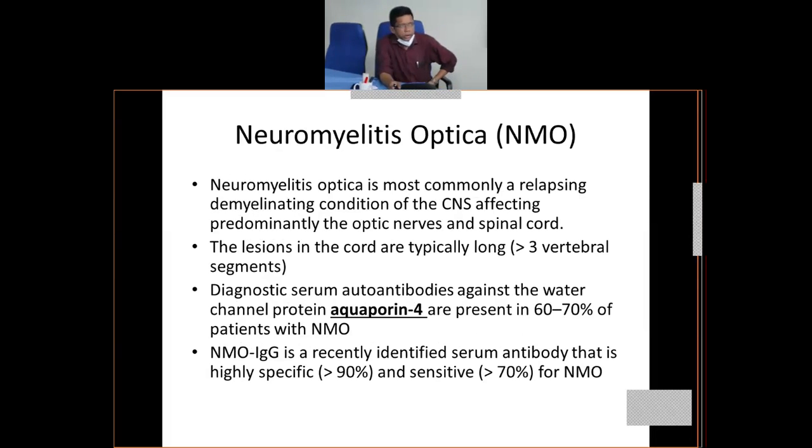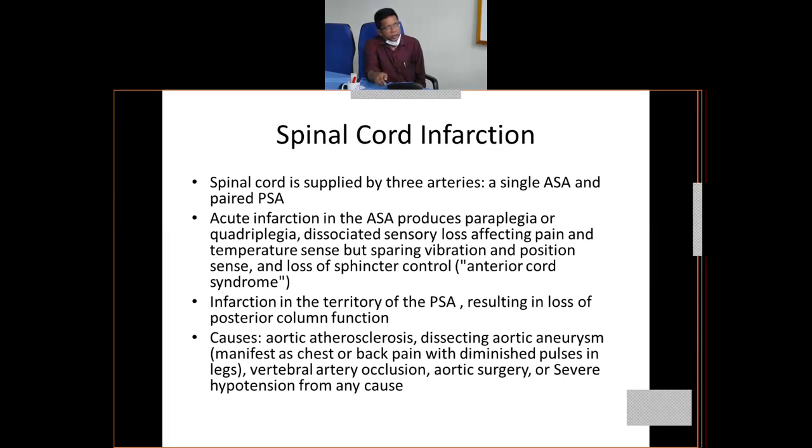Neuromyelitis optica is a relapsing demyelinating disease where there is involvement of the optic nerve as well as the spinal cord. This is considered just part of multiple sclerosis, but the diagnosis is different. You have to ask for the aquaporin-4 antibodies, which are present in the case of neuromyelitis optica.